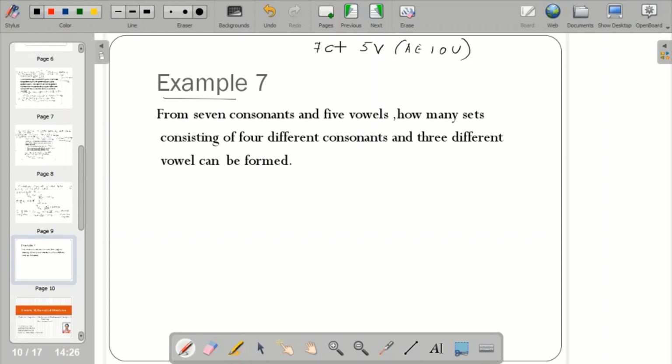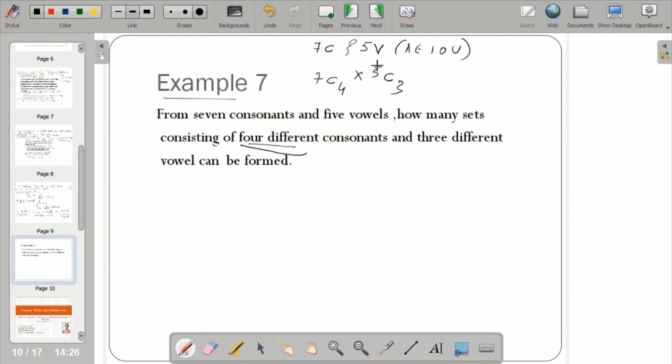From 7 consonants and 5 vowels, how many sets consisting of 4 different consonants and 3 different vowels can be formed? If they had told 4 consonants and 3 vowels can be formed, then it would be directly 7C4 into 5C3, because out of 7 I want to form 4 consonants and 3 vowels. This would be the answer in that case.